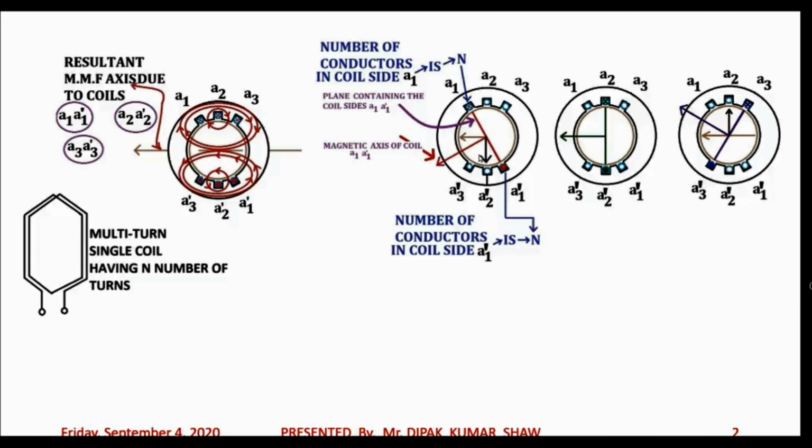So why at all are the magnetic axes of the three coils separated in space? This is because of the distribution of the coils along the stator core periphery, isn't it?